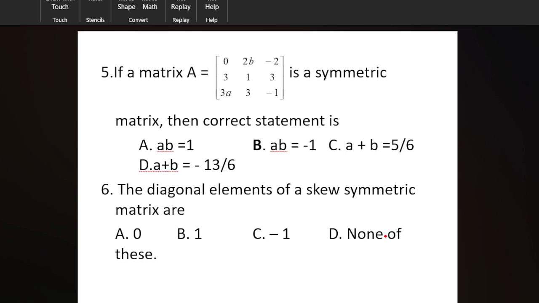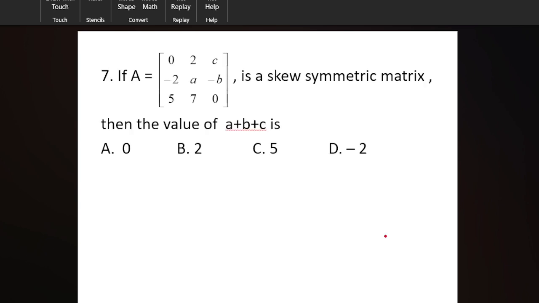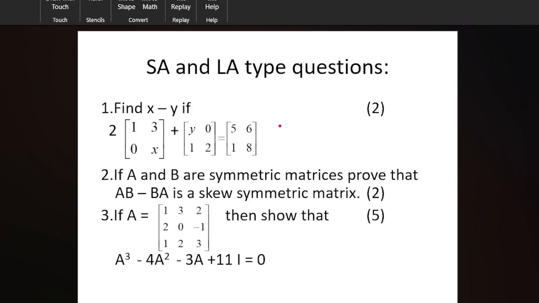Okay, this you will see. Next, if A equal to this is a skew symmetric matrix, then the value of A plus B plus C. So here also you will use the skew symmetric property. Then you can find out A plus B plus C.